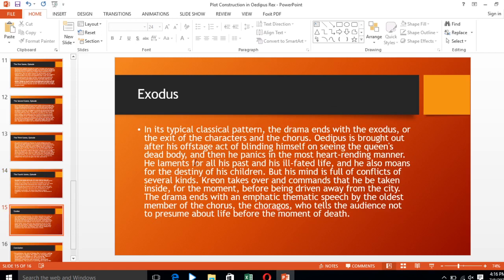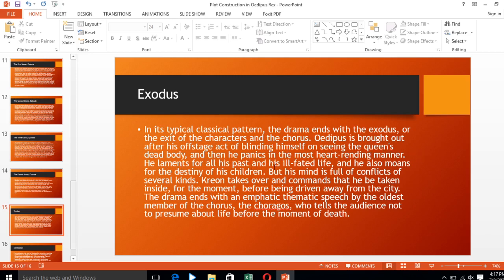The last part is the Exodus, in which is the typical classical pattern. The drama ends with the Exodus, or the exit of the character and the chorus. Oedipus is brought out after his offstage act of blinding himself on seeing the queen's dead body, and then he panics in the most heart-rending manner.